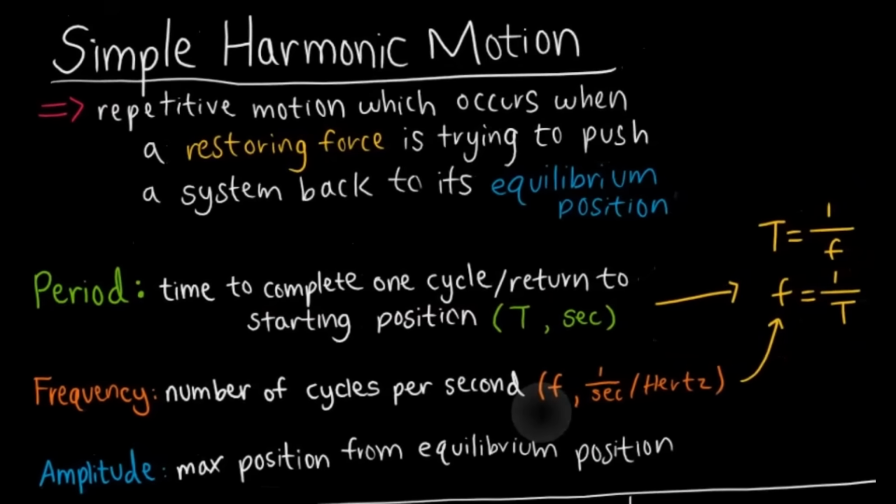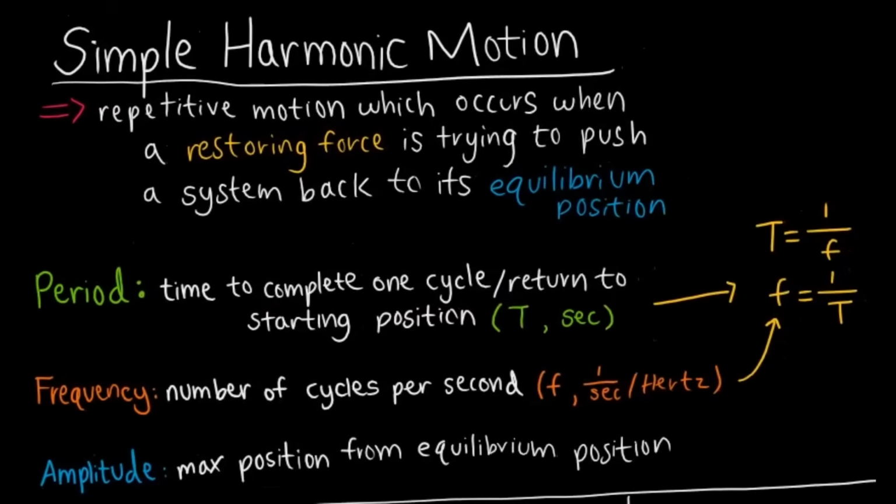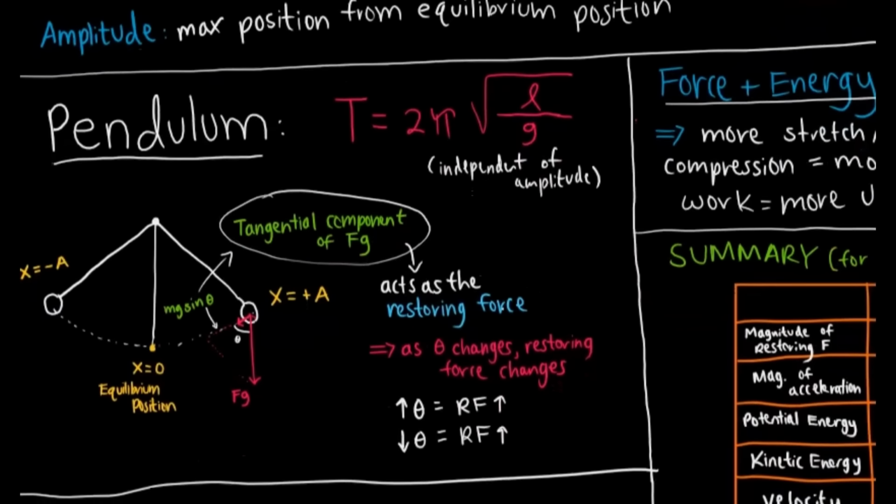So a couple key vocab terms that you're going to need to know for this unit. First is period. That's the time it takes to complete one full cycle and pretty much return back to its starting position after it oscillates. Then you have frequency, and that's sort of the inverse of that. That's just the number of cycles per second. So you can see the equation T equals 1 over frequency. And then you have amplitude, right? That's just the maximum position from the equilibrium position that your block or your pendulum reaches when it oscillates.